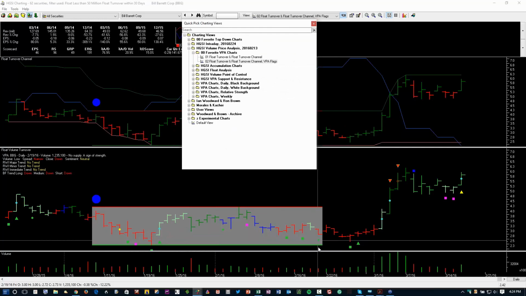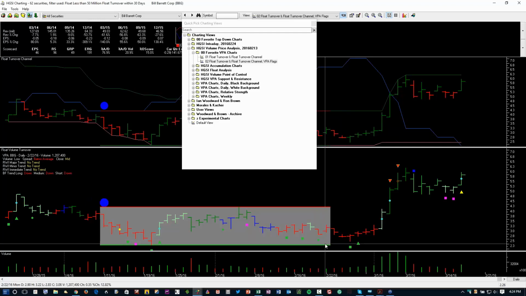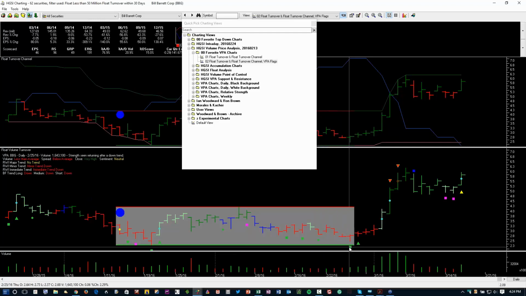As you can see, when I put my crosshair on here, here's no supply of sign of strength, and the volume is very, very light here. That's starting to tell us that there's no selling pressure. Then it moves over here. I do not have the group line in this chart. I should probably just put it in there. But when we get over here, you can see that there is a sign of strength returning after a downtrend. And how do we know it's strength? Because this closes near the top of its daily range and volume is increasing.